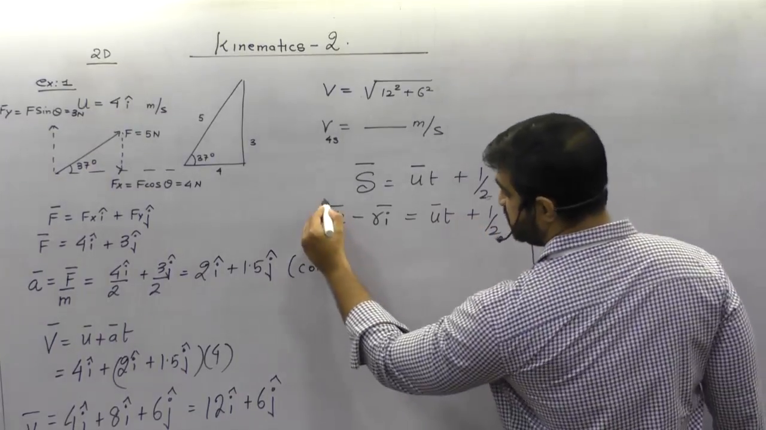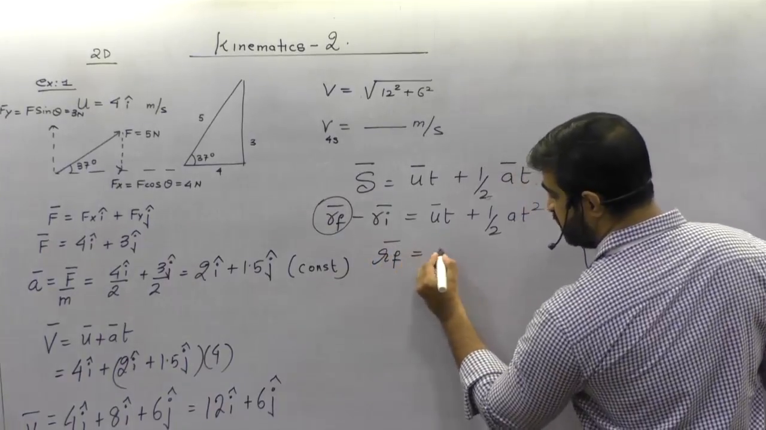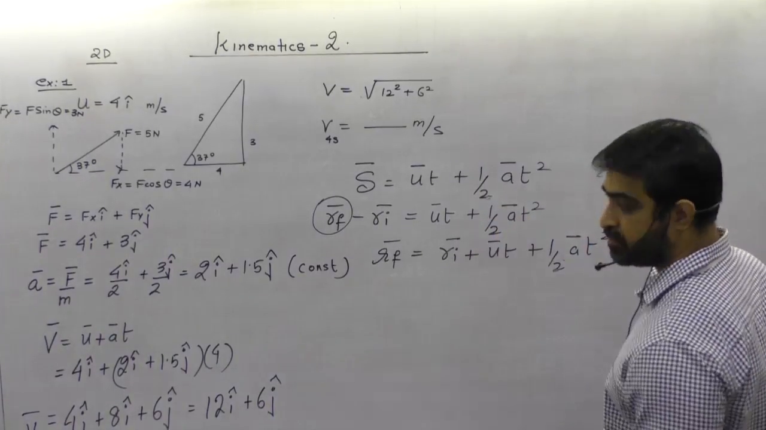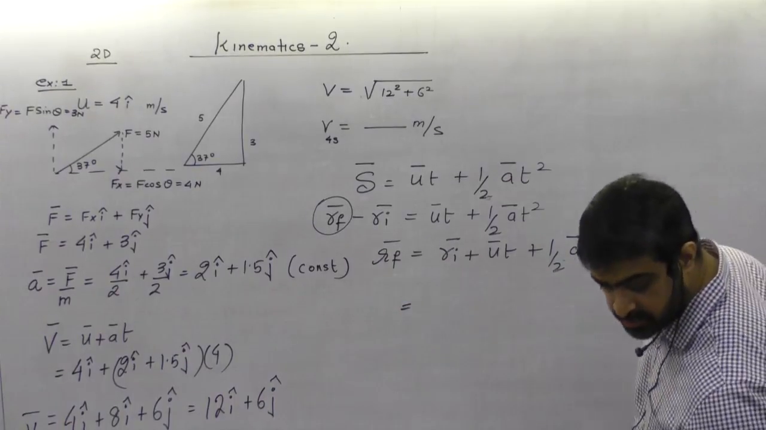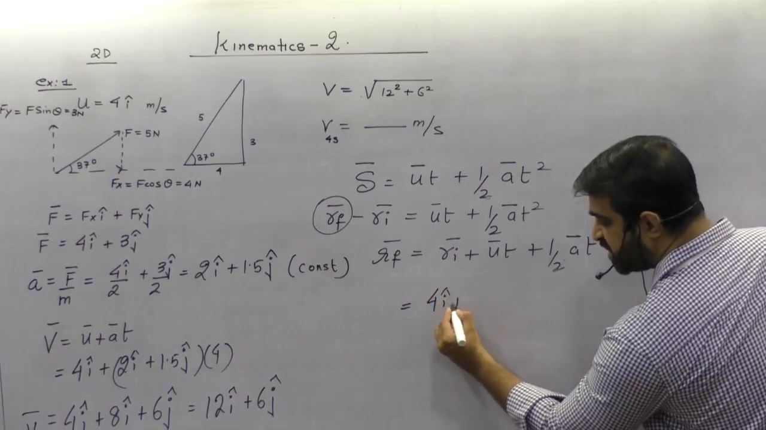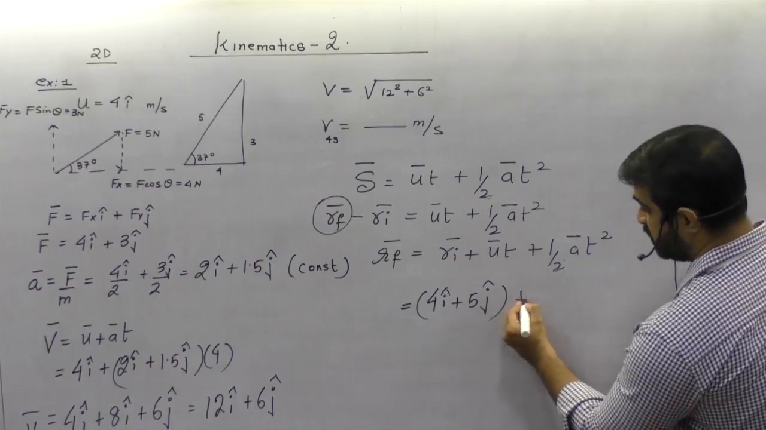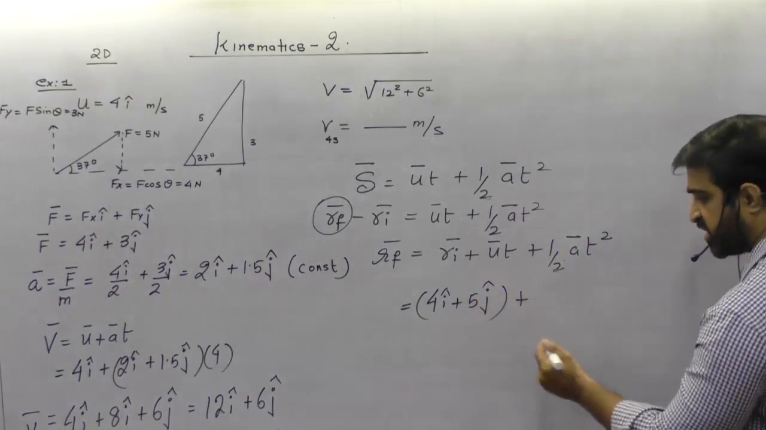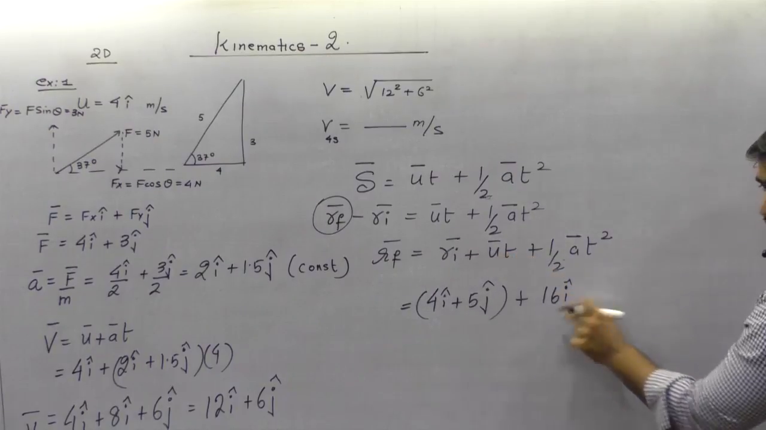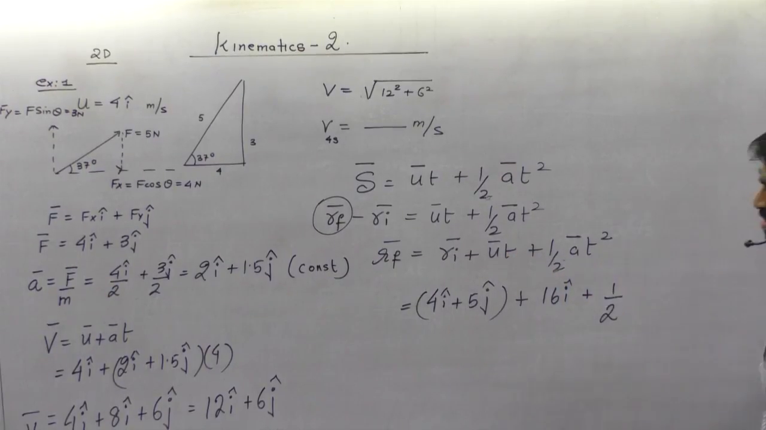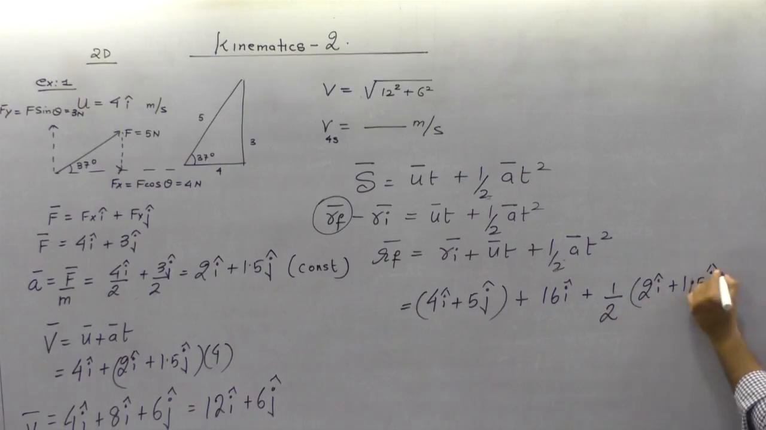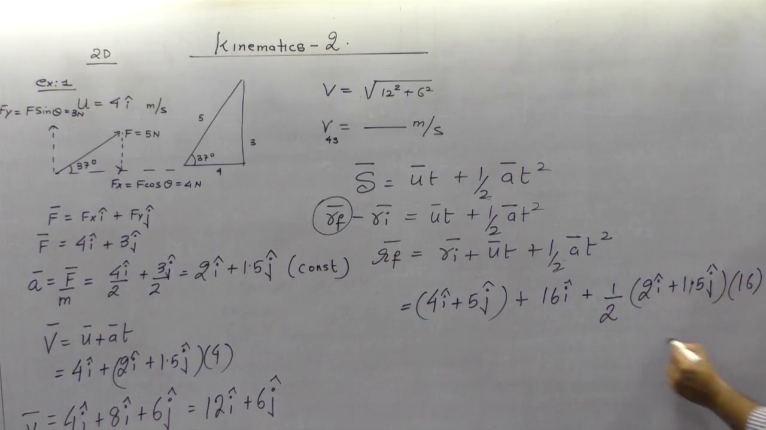So since you need final coordinates, means you need RF bar. So RF bar will be RI bar plus UT plus half AT square. RI bar, what are the initial coordinates of the system? So this will be 4, 5, that is 4i cap plus 5j cap. U bar T, अच्छा U bar which is given is 4i cap. 4i cap into time is 4, तो ये क्या हो गया बेटा? 16i cap. 4 into 4, 16 होता है ना. Half A, A bar which is 2i cap plus 1.5 j cap. T square, T 4 है, 4 का square क्या होता है बेटा? 16. ये हो गया 8.